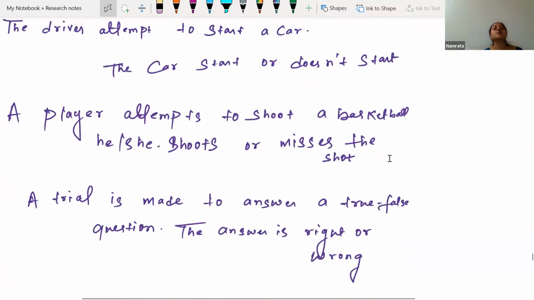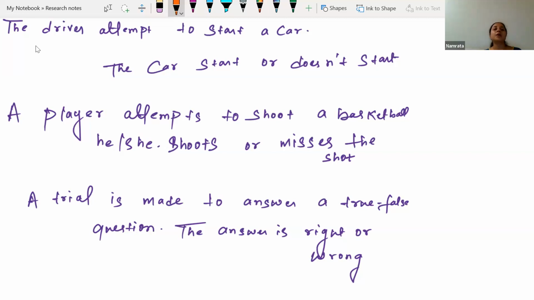Okay, so we were discussing what is equally likely and what is not equally likely. We have already discussed this concept. Just a recap: the first one was the driver attempting to start a car. The sentence is talking about a particular driver. It's not just any random driver starting, a particular driver is starting.